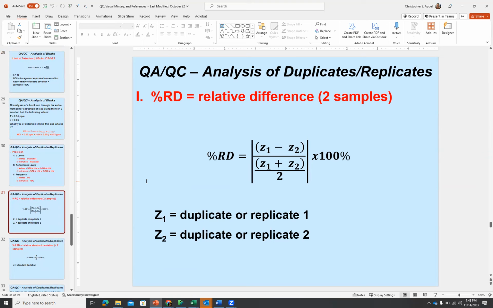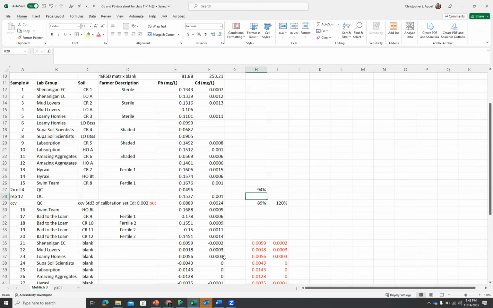Right. So you can go ahead and do that formula for your replicate measures for sample 12. It doesn't matter which one you pick first. I'm just going to do these ones first.